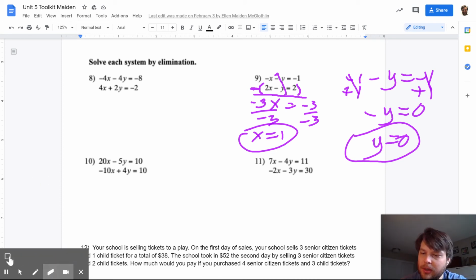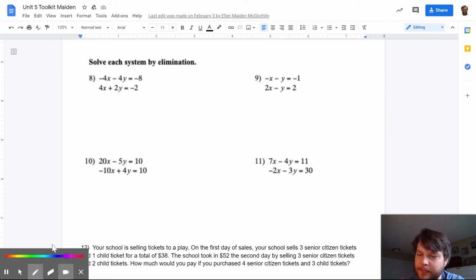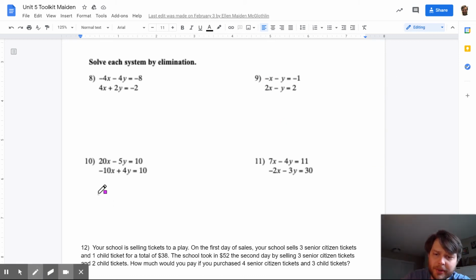Okay, moving along to number 10. You can see on number 10, it doesn't matter if I add the equations together or if I subtract the equations together, nothing will cancel out. What I notice though is that the bottom equation has a 10x and the top equation has a 20x. So what comes to my mind is multiplying the bottom equation by 2 times 2 times 2.